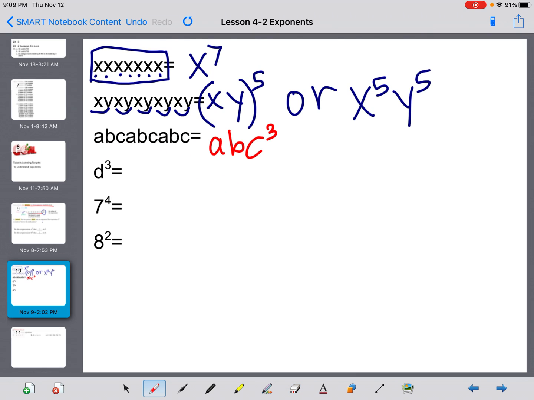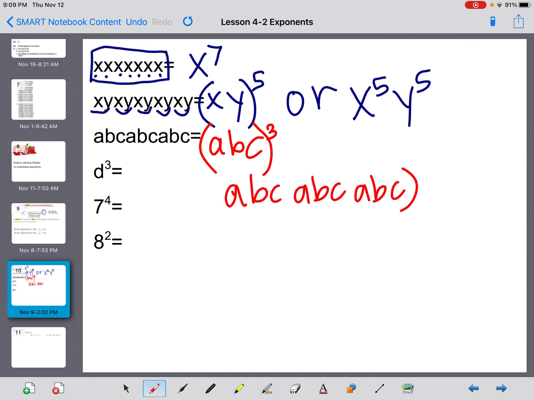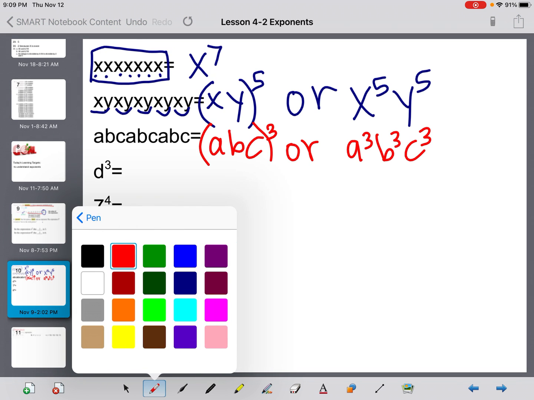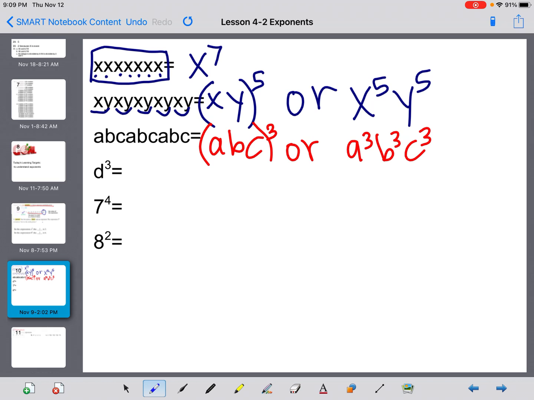Again, we have 2 choices. We could put parentheses around ABC, ABC, ABC, ABC, or A to the 3rd, B to the 3rd, C to the 3rd. Because you have 3 A's, 3 B's, 3 C's. So that was the top row of boxes.